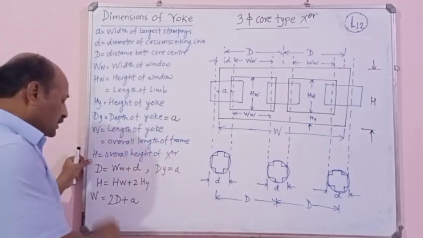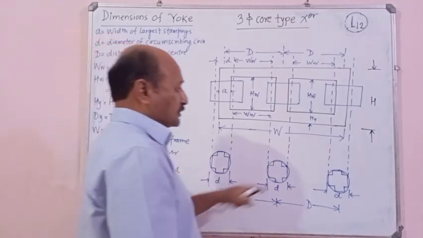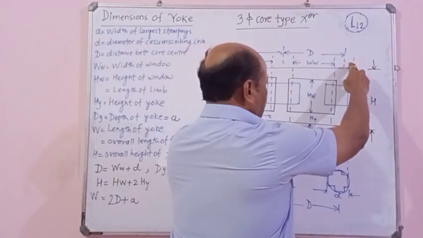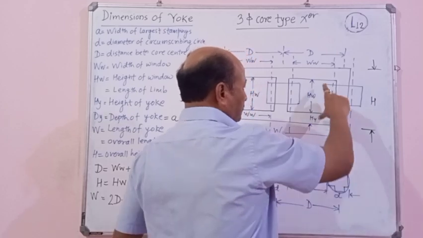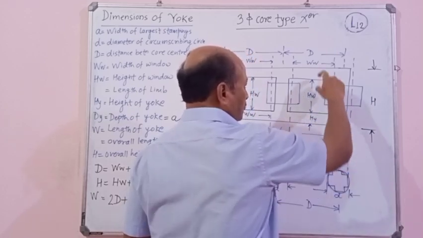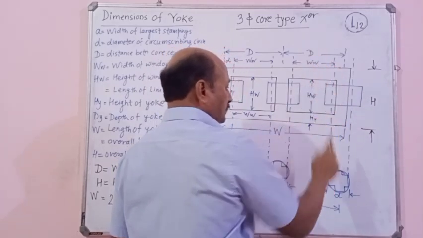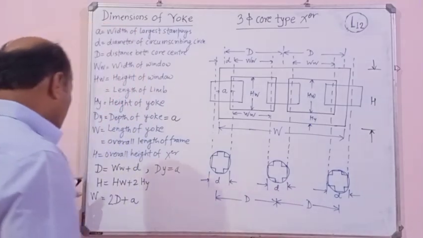Then H. What is H? Overall height of the transformer. So this is the overall height of the transformer, which consists of the height of the window plus height of the yoke plus height of the yoke, meaning height of the window plus 2 times the height of the yoke.